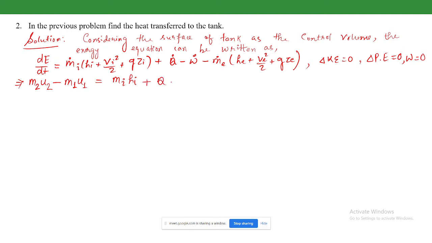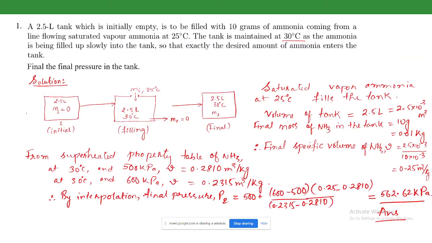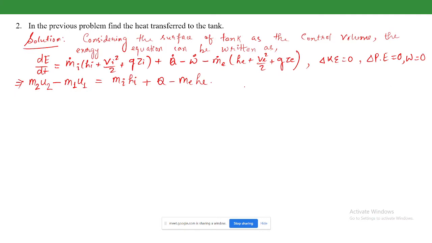Okay, so W is already 0, so this will be Q, and minus me he. Now in the tank there is no exit, nothing is going out of this system, only inlet from the saturated vapor ammonia line, only ammonia is coming in, but nothing is going out. So the exit mass is also 0, so this value will also be 0. That is, we can say that m2u2 minus m1u1 is equal to mi hi plus Q. Here I am writing me is equal to 0.